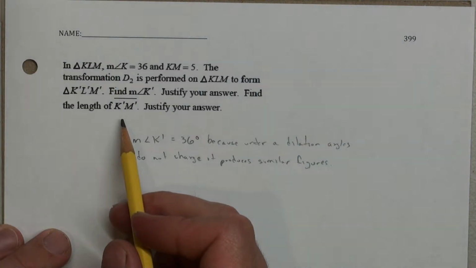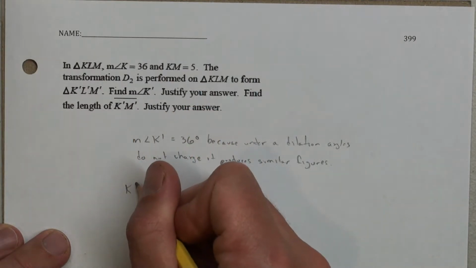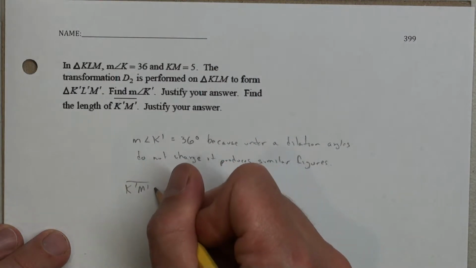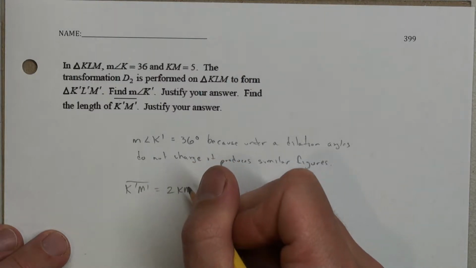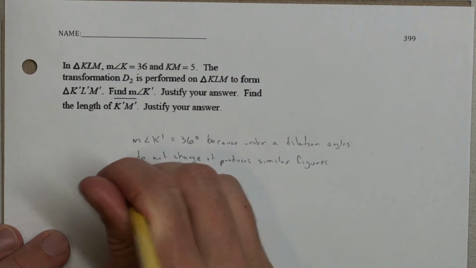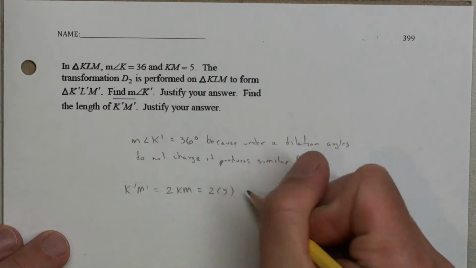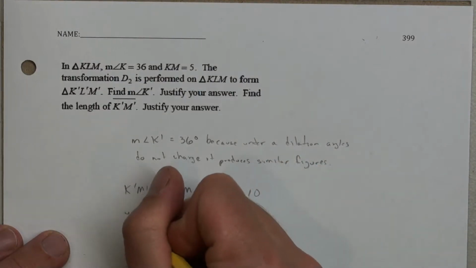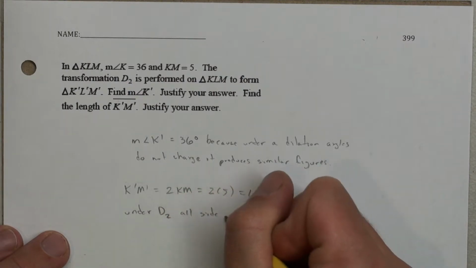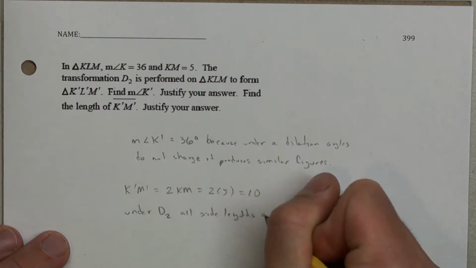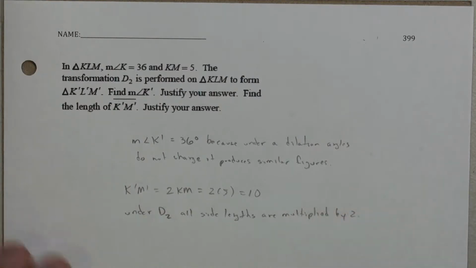Oh, and then so, let's see, K prime M prime would equal 2 times KM, which would equal 2 times 5, which would equal 10. And that's because under D2, all side lengths are multiplied by 2.